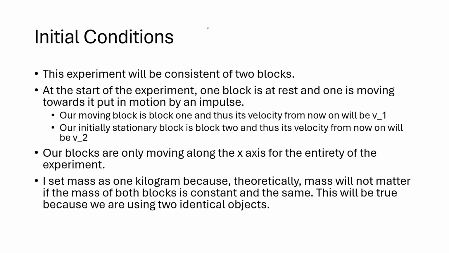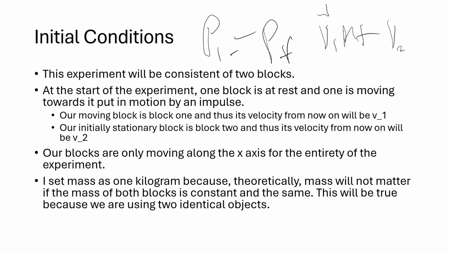This comes from the fact that if we set P initial equal to P final, we're going to have v1 m plus v2 m initial equals v final 1 m plus v final 2 m, and the m's on both sides will cancel because they're in every part of the equation.